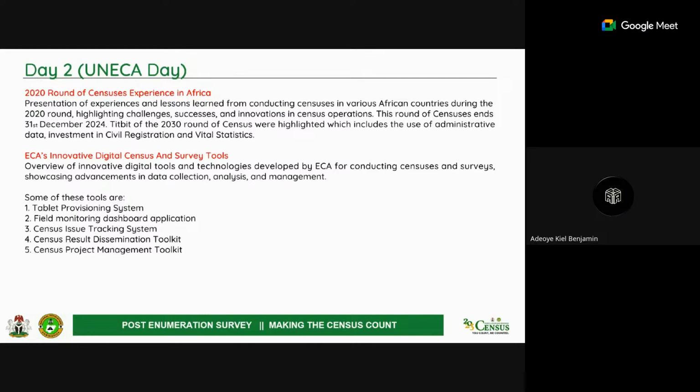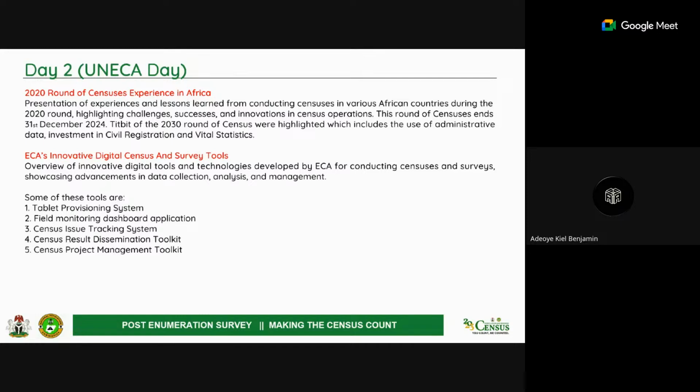We were made to understand that if we miss this round of census, then we are going to have to engage ourselves with the next round, which is supposed to end in 2030. Part of their presentations highlighted use of administrative data and investment in civil registration and vital statistics. From the experience shared by other countries such as Tunisia, the administrative data, collected by administration statistics, is used to support their census. It's more like a validating tool for their census.